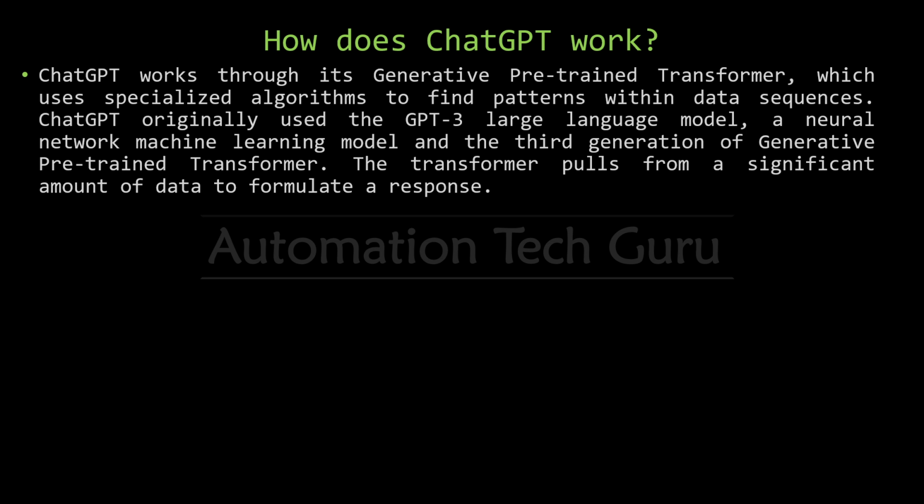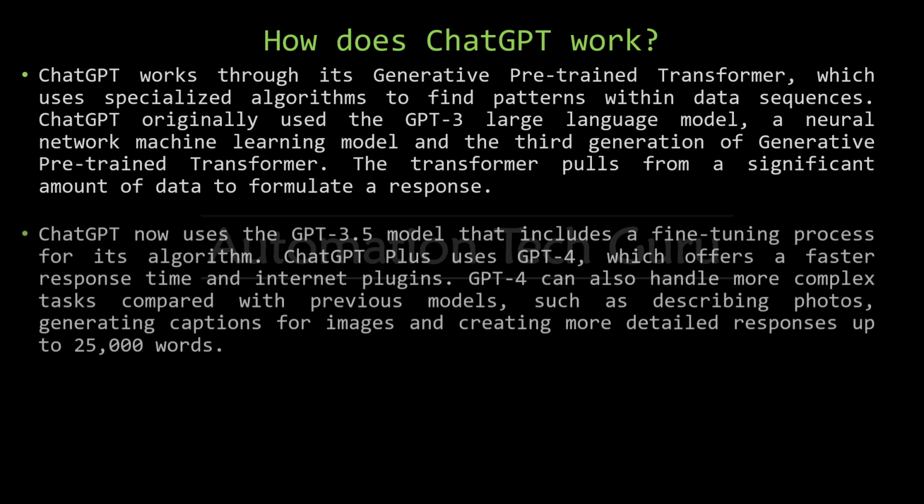So ChatGPT works through its generative pre-trained transformer, which uses specialized algorithms to find patterns within data sequences. ChatGPT originally used the GPT-3 large language model, a neural network machine learning model, and the third generation of generative pre-trained transformer. The transformer pulls from a significant amount of data to formulate the response.